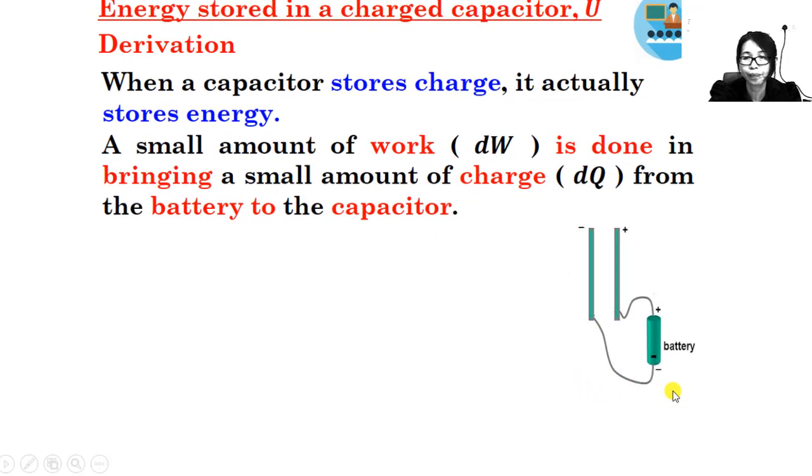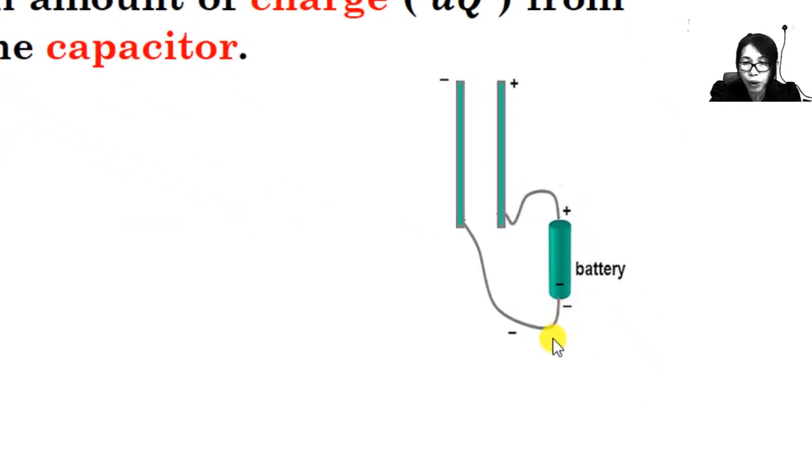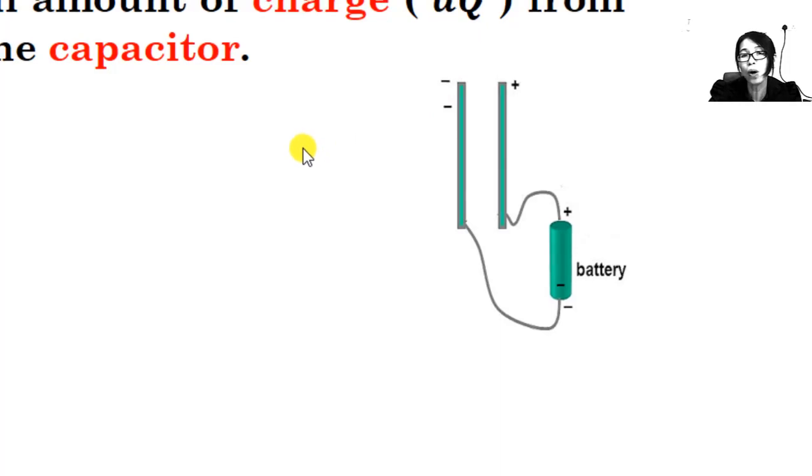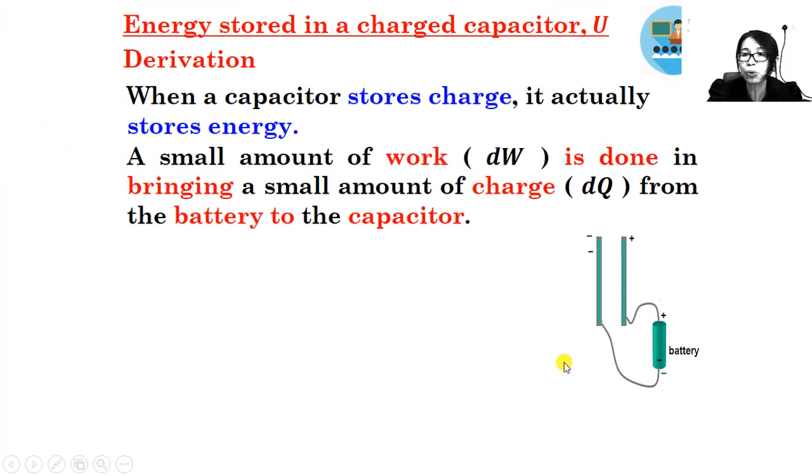In order to store the charge in the capacitor, I repeat, we have to move the electrons from the battery and put them on the plates of the capacitor. And in order to do this, we need to do work. So the work done to bring a small amount of charge from the battery to the capacitor is V dq.